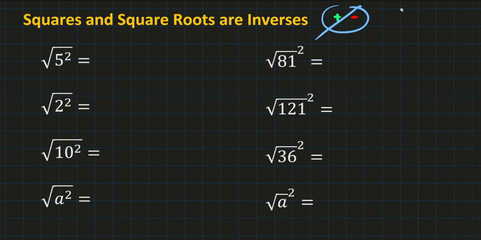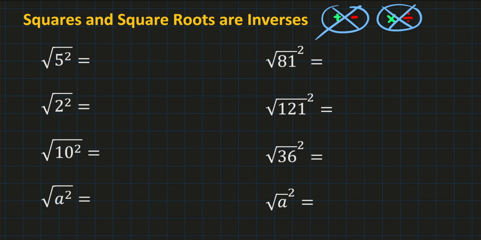Another example of an inverse is multiplication and division. We use this all the time when we're trying to eliminate coefficients, because coefficients are multiplying. We divide by the coefficient, and that eliminates it. It's an inverse. They're inverses. They're opposites that cancel each other out.